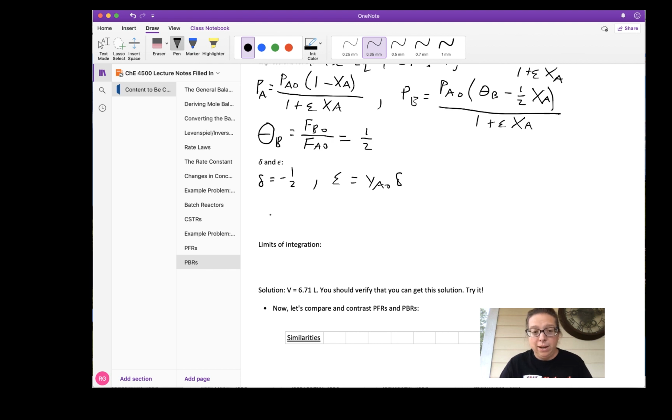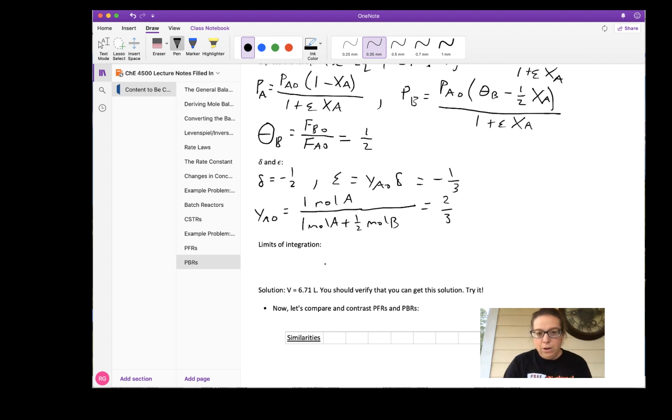So now I need YA naught. YA naught is the initial mole fraction of species A, so the number of moles of A fed divided by the total number of moles. In my stoichiometric ratio, I'd have 1 mole A divided by 1 mole A plus 1/2 mole B. So my inlet mole fraction of A is going to be equal to 2/3. Therefore, epsilon is going to be equal to minus 1/3.